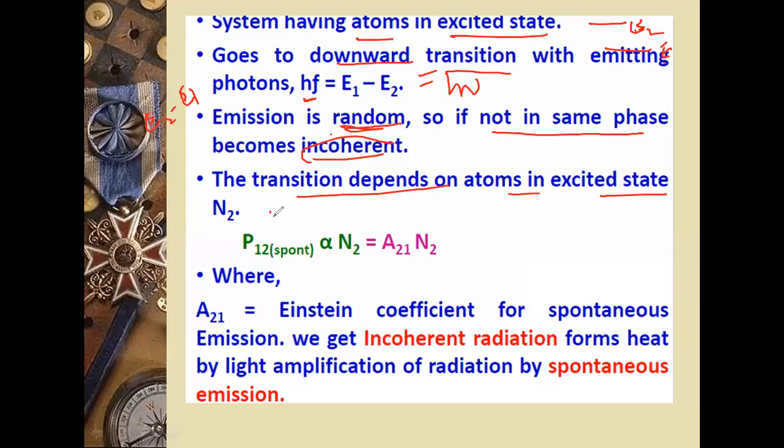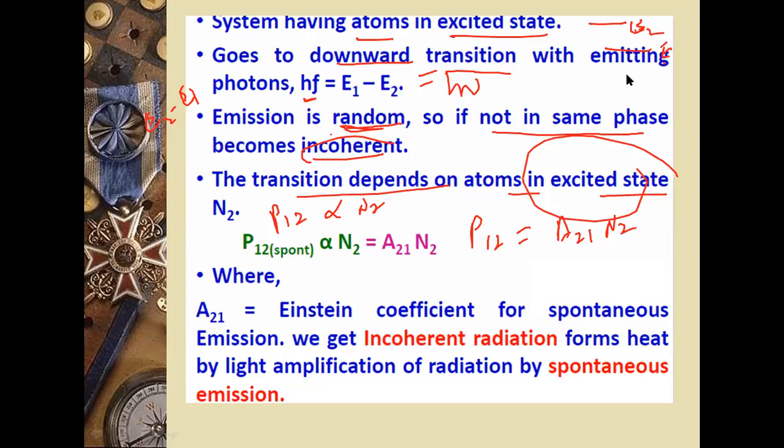So here, what do we write? P12 spontaneous is directly proportional to N2. N2 means the number of atoms in the excited state. In the earlier equation, we had the number of atoms present in the ground state. So P12 is equal to A21 N2. You should write it. Very important, this is a long answer. Last time they asked for spontaneous, absorption, stimulated, and to derive the equation for the Einstein coefficients.